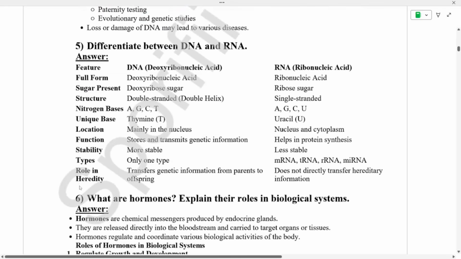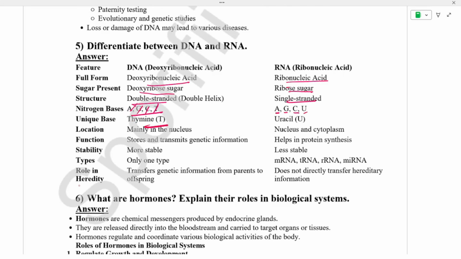Next is differentiate between DNA and RNA. This is deoxyribonucleic acid, this is ribonucleic acid. Sugar is deoxyribose sugar, this is ribose sugar. This is double stranded, this is single stranded, and this has A, G, T, C, that is adenine, guanine, cytosine and thymine. This has adenine, guanine, cytosine and uracil, okay. Here is thymine and here is uracil, and DNA is mainly present in the nucleus, and RNA is in the nucleus and cytoplasm as well.